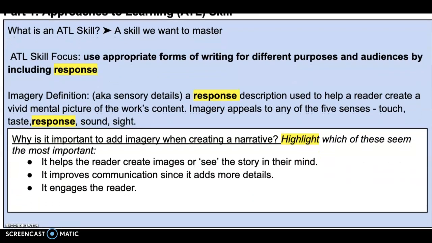Why is it important to add imagery when creating a narrative? Highlight which one of these seem the most important. First, it helps the reader create images or see the story in their mind. Second, it improves communication since it adds more details. And three, it engages the reader.